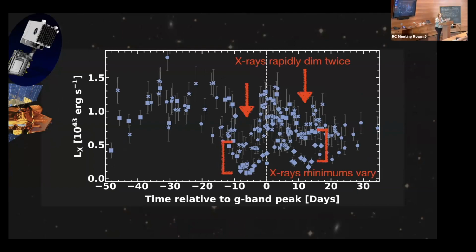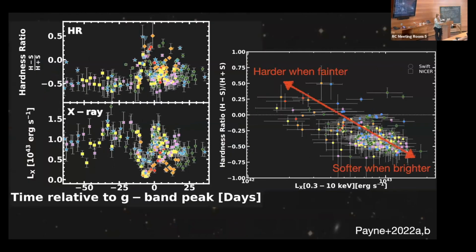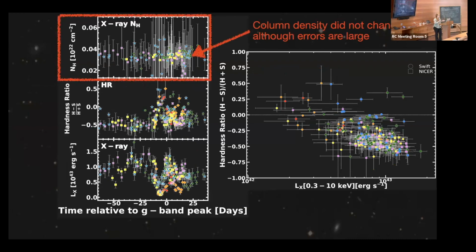And the X-ray minimums are definitely not consistent. We're seeing a range of X-ray minimums that have been happening over the past few flares. There's also a trend in the hardness ratio. So we're consistently seeing that the X-rays are harder when fainter and softer when brighter. However, the column density did not change. So this would rule out the possibility that the change we're seeing is due to a change in absorption. But as is extremely apparent in this plot, the error bars are very large, which would call this into question.